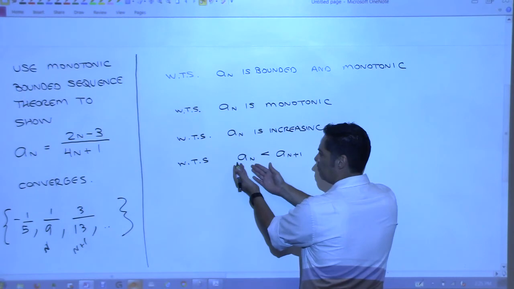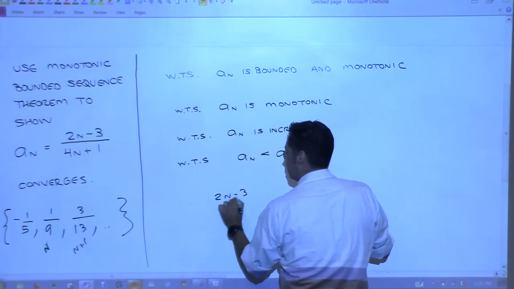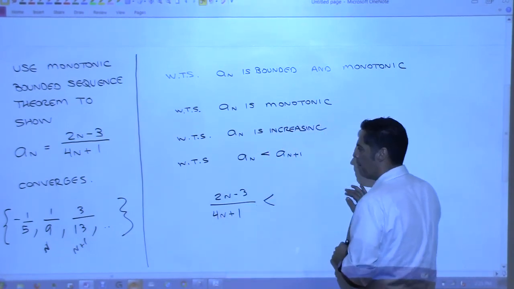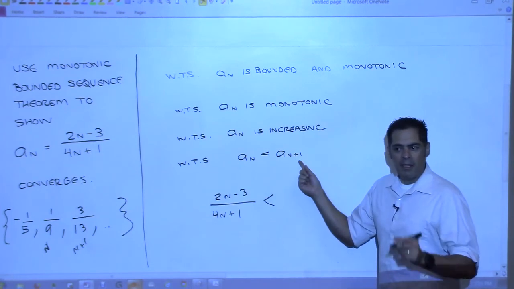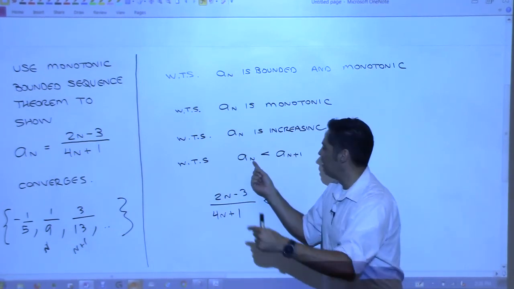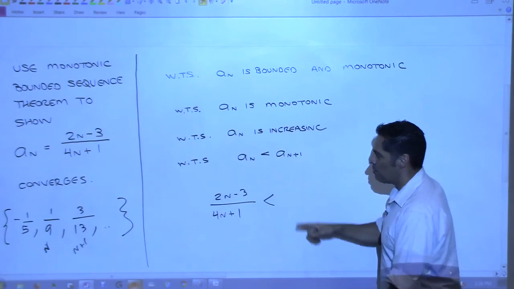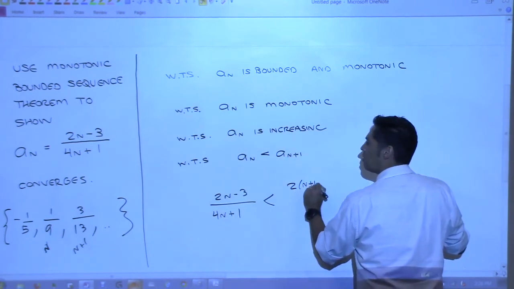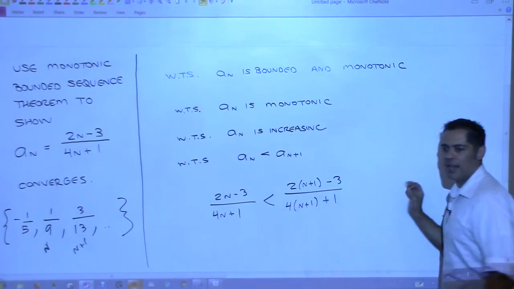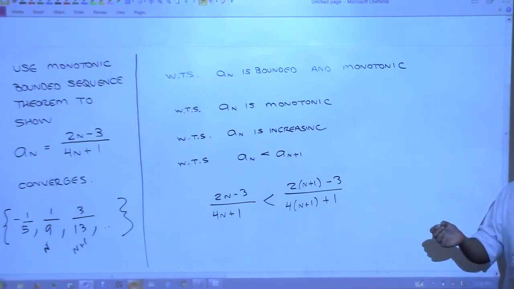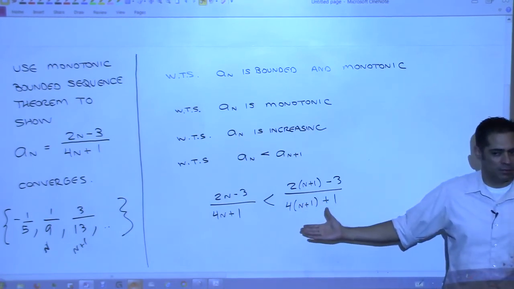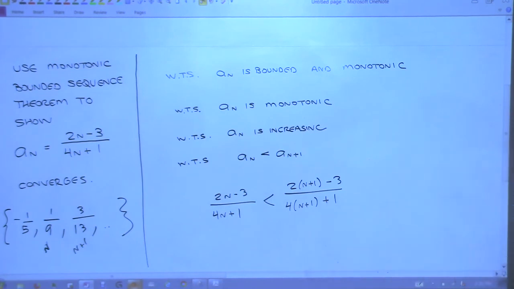What is a sub n? 2n minus 3 over 4n plus 1, right? I want to show that that's less than what? A sub n plus 1. Yeah. That means you're going to plug n plus 1 into the sequence. Doesn't this mean just plug n into the sequence? Yeah. This means plug n plus 1 into the sequence. So I'm going to write the sequence 2(n plus 1) minus 3 over 4(n plus 1) plus 1. It's like you're evaluating a function at a different point. Like this is like f of x, and this is f of x plus 1. And I want to show that this is true. I have to show that that's true.